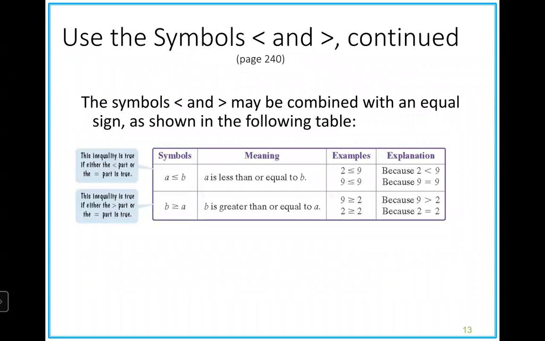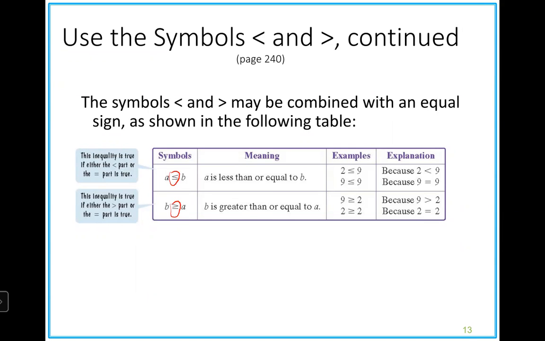All right, so we also looked at the symbols here that could include equal to. So you see A is less than or equal to B. We did that when we were looking at sets. B here is greater than or equal to A.